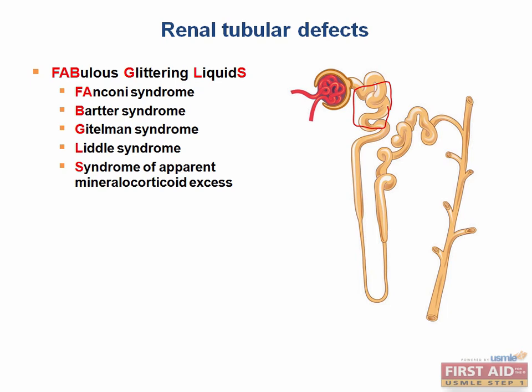Correct, glucose and amino acids. Bicarb and phosphate will be lost as well. There are a handful of causes, some of which are hereditary, such as Wilson's disease, and others are non-hereditary, like ischemia or nephrotoxic drugs and chemicals.